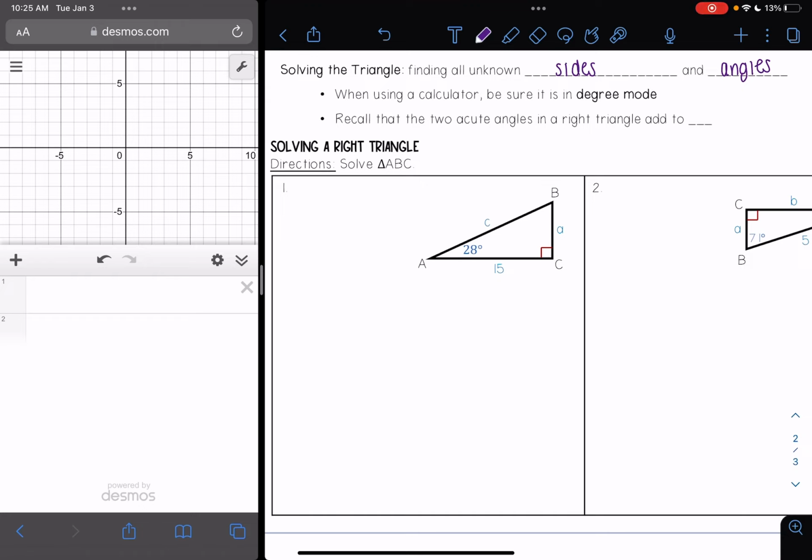And then another thing that we have to remember is that the two acute angles in a right triangle, so the two angles other than the right angle, add to 90 degrees.